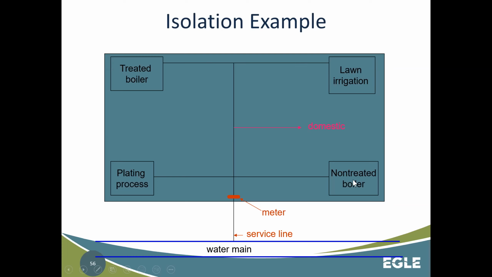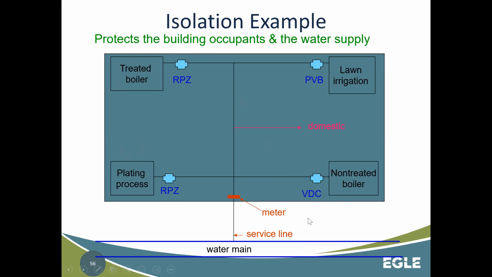Non-treated boiler, most of the time, because this is low hazard, will be a double check valve assembly, all right? RPZ, pressure vacuum breaker, RPZ, and a vented double check. Okay, vented double check or double check valve would be either one. And then as you can see, if anything ever happens in the treated boiler area, well, it's contained there and the rest of everything else is okay. All right.